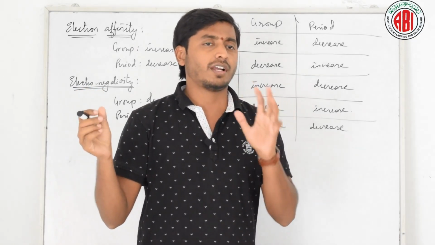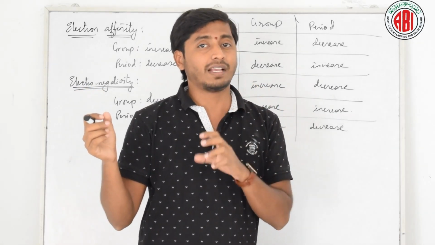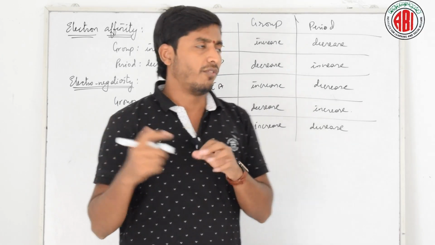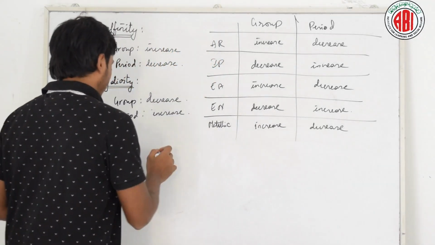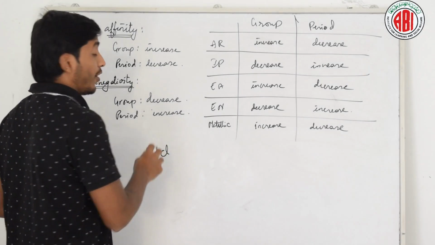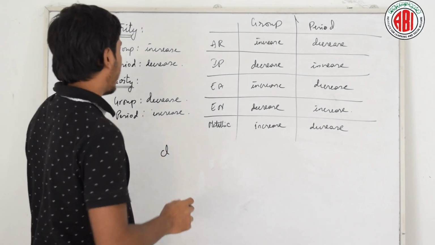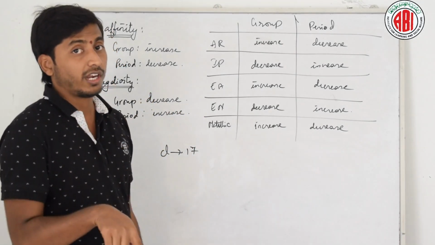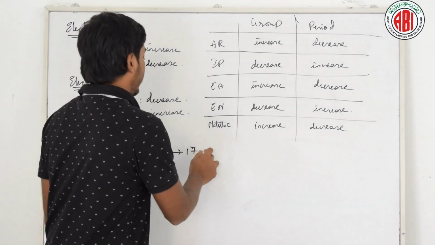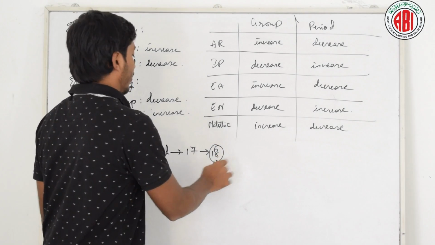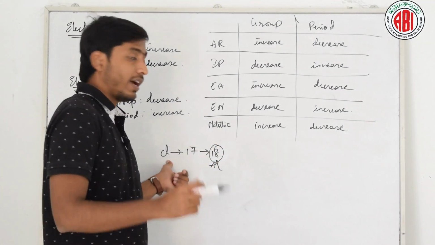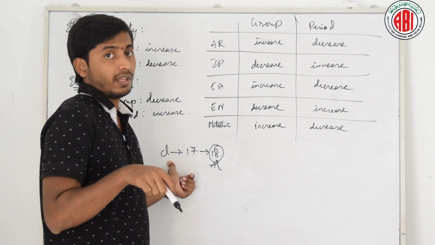Then the sodium atom, or else a metallic atom, will become a unipositive ion, right? What about a chlorine atom, that is a non-metal? How many electrons does it have? It has 17 electrons. It requires one more electron to become 18, that is argon configuration. Isn't it? Yes or no? Chlorine requires one more electron, right?